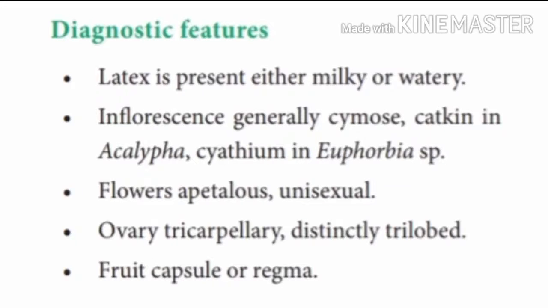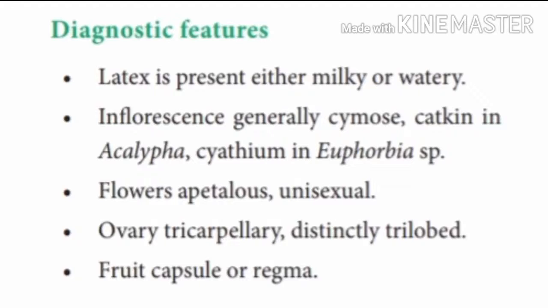Let's start with the general characters. This family has got latex, either milky or watery, and the inflorescence is cymose, catkin. A very important thing is cyathium, a cup-like inflorescence. And the flowers are apetalous, they don't have petals. They are unisexual. This is the first time you are hearing it, isn't it? Unisexual, either the male or the female organ will be present.